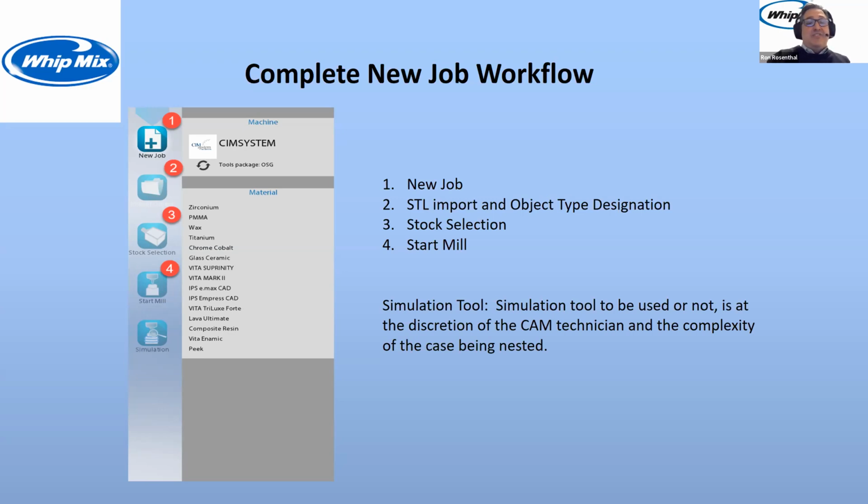Now, the 4th option that I have highlighted is the start mill. There are 2 options in the software. You can stream to the machine, or you can calculate the tool path.